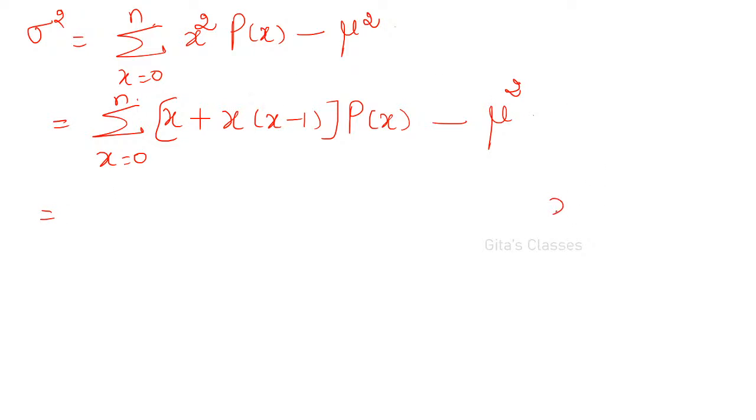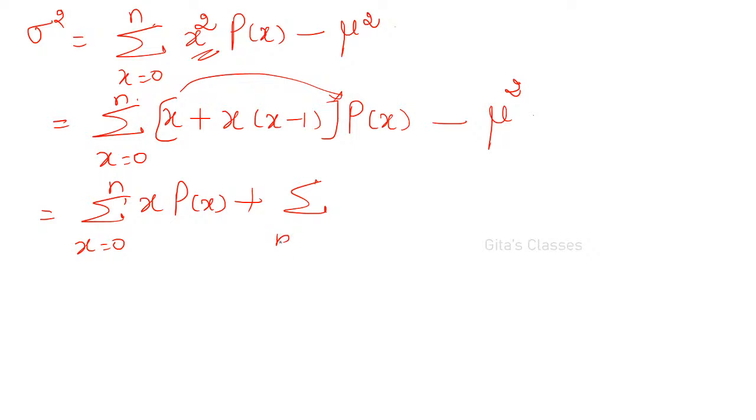I will show you: x plus x into x minus 1 is equal to x plus x squared minus x. X and x will get cancelled, and we will get x squared. So x squared I am writing as x plus x into x minus 1. Therefore now you write separately: sigma x is equal to 0 to n, x into p of x, plus sigma x varies from 0 to n, x into x minus 1 into p of x, minus mu squared.